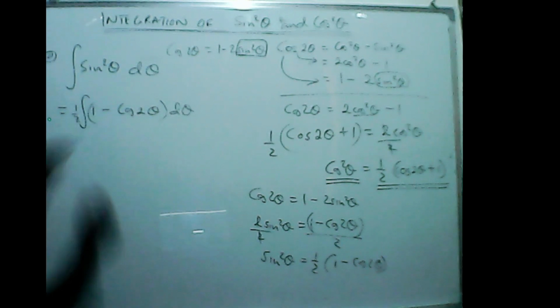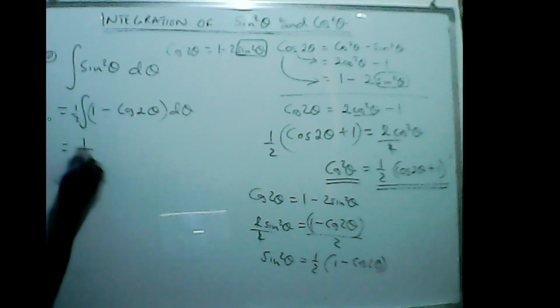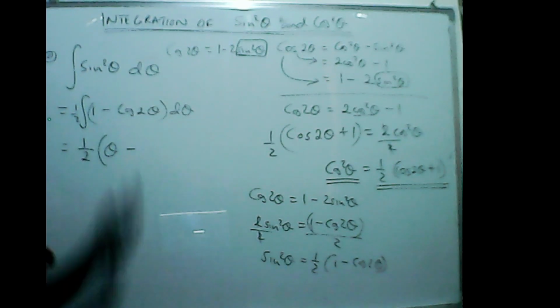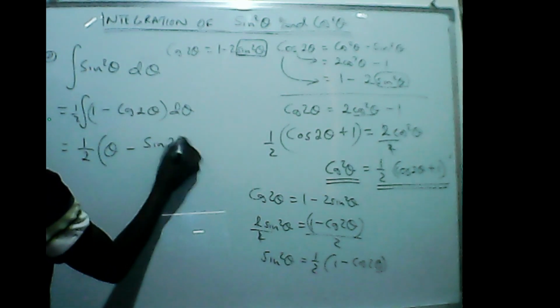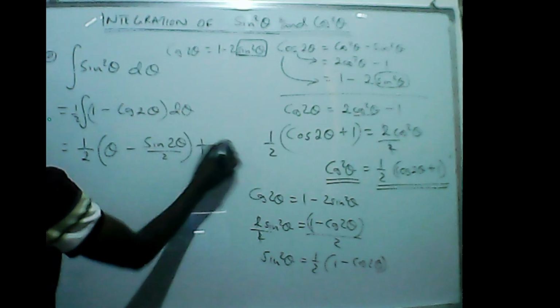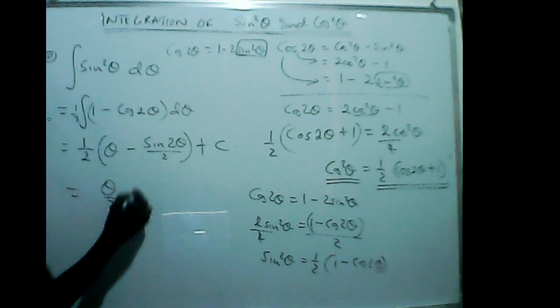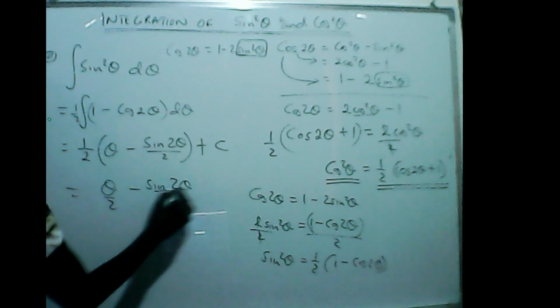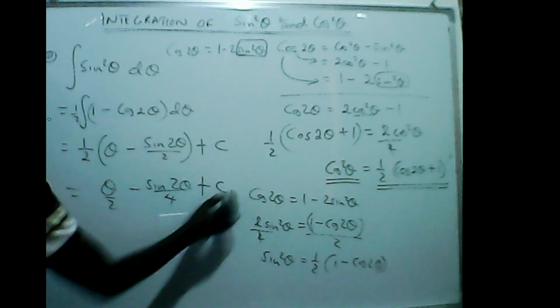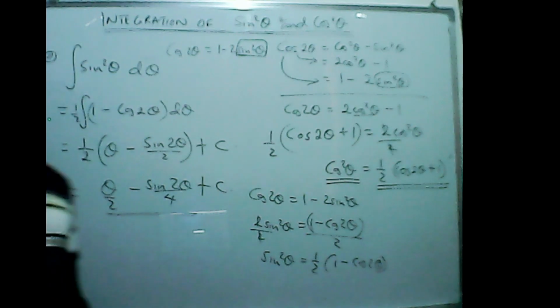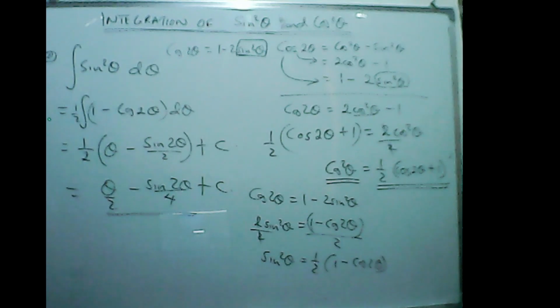Now we integrate this one, that will be half of integrating 1, that's theta, minus, remember integrating cos is sine, sine 2 theta over 2, plus a constant of integration. You can leave your answer at this stage, or you can write it as theta over 2 minus sine 2 theta over 4, 2 times 2, plus a constant of integration. So this is how you integrate sine squared theta and cos squared theta. So now let's look at the last concept for today.